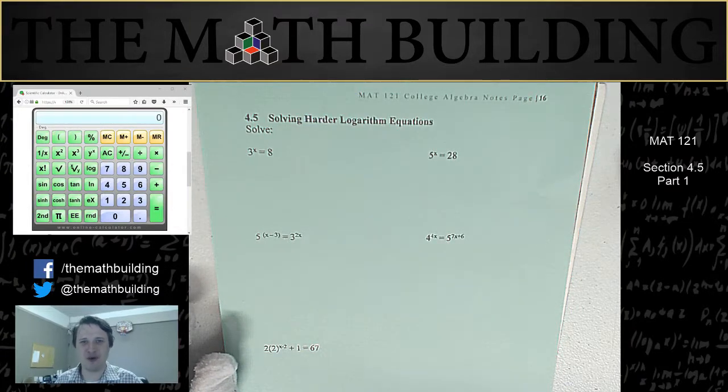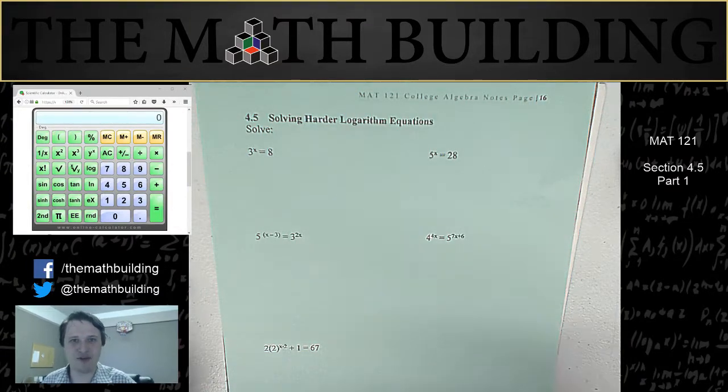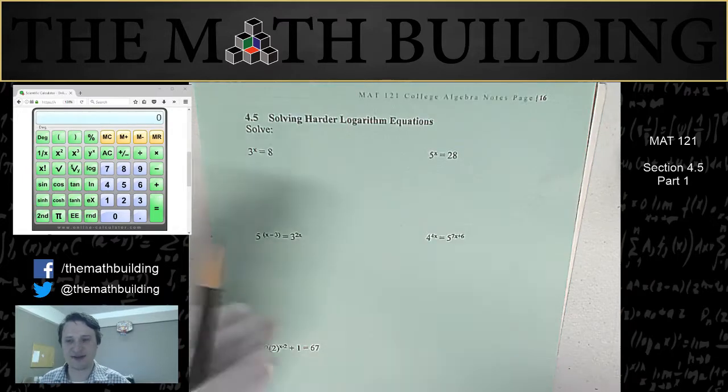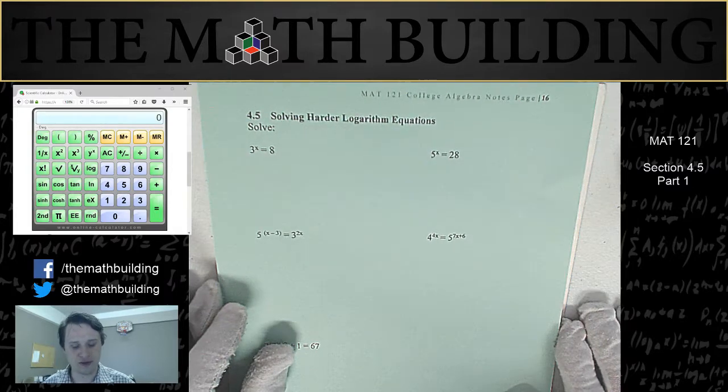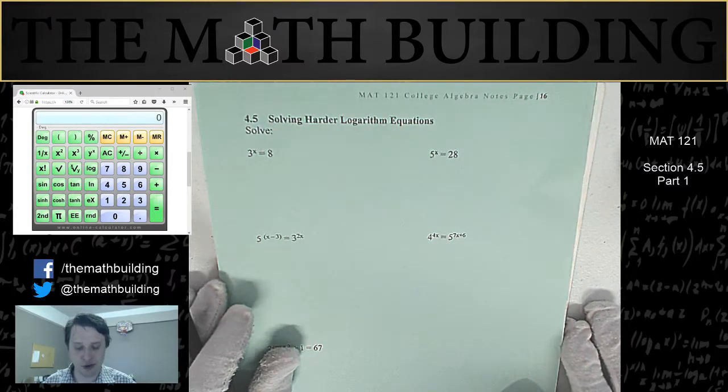And welcome to section 4.5, the final section of chapter 4 in studying logarithms. And as you can see by the title, we're going to be using logs to solve some pretty difficult equations. Some of these get pretty tricky, so I'm going to show you how to do them.